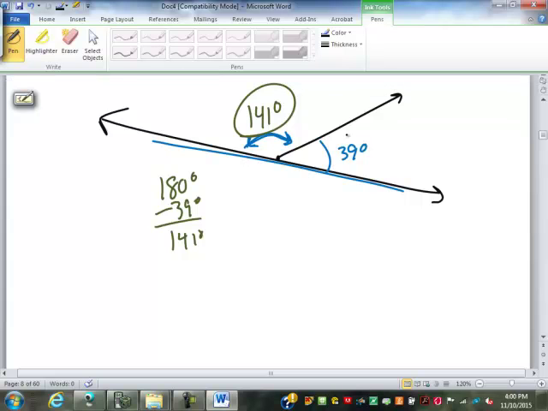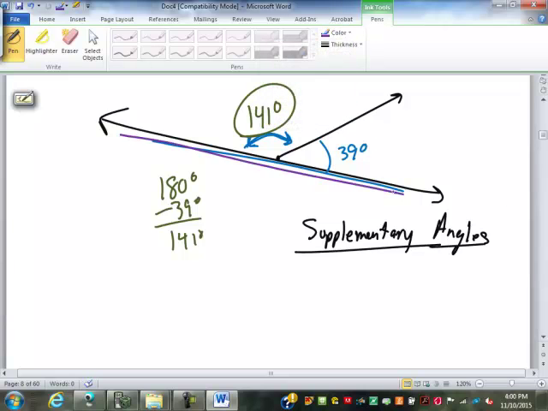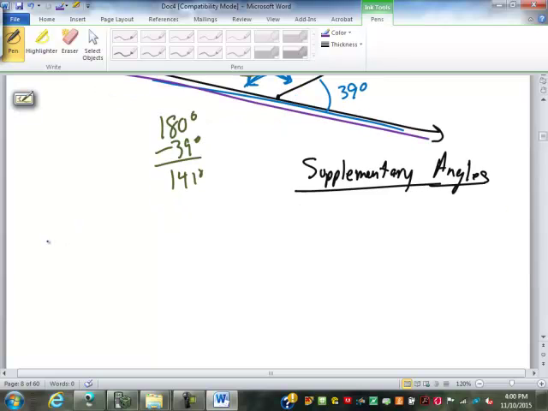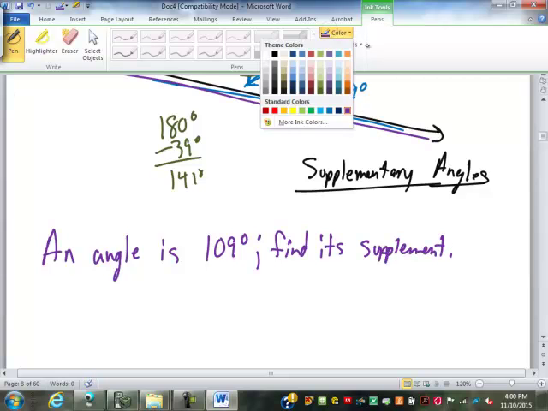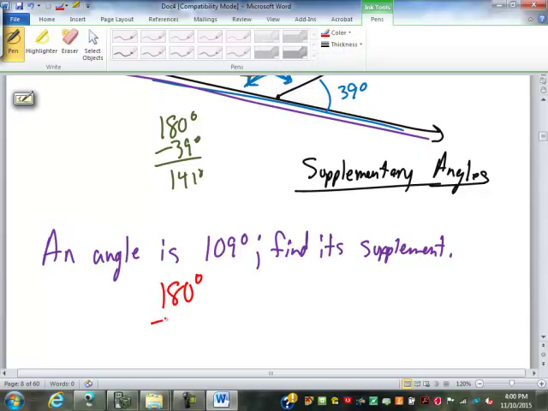A combination of two angles, whether they're adjacent or not, that adds up to 180 degrees is called supplementary. Now, when you see them visually and they form a straight line, it's easy to remember that they add up to 180 degrees. But we could have an angle that is 109 degrees. Find its supplement. Well, the supplement is going to be 180 minus 109, or 71 degrees.